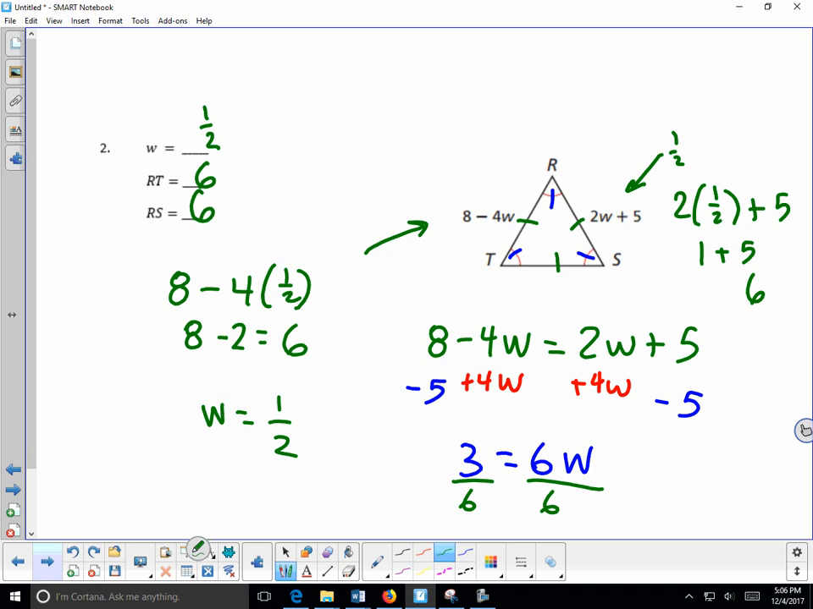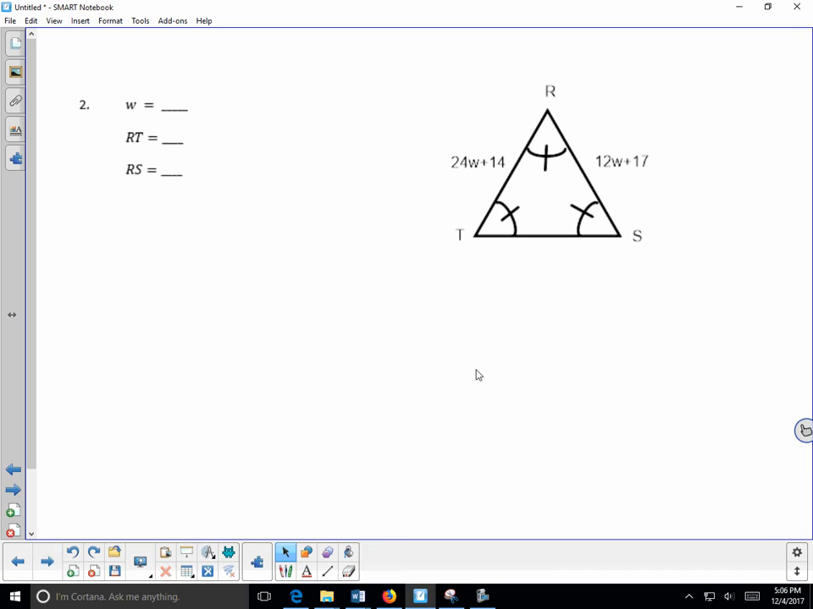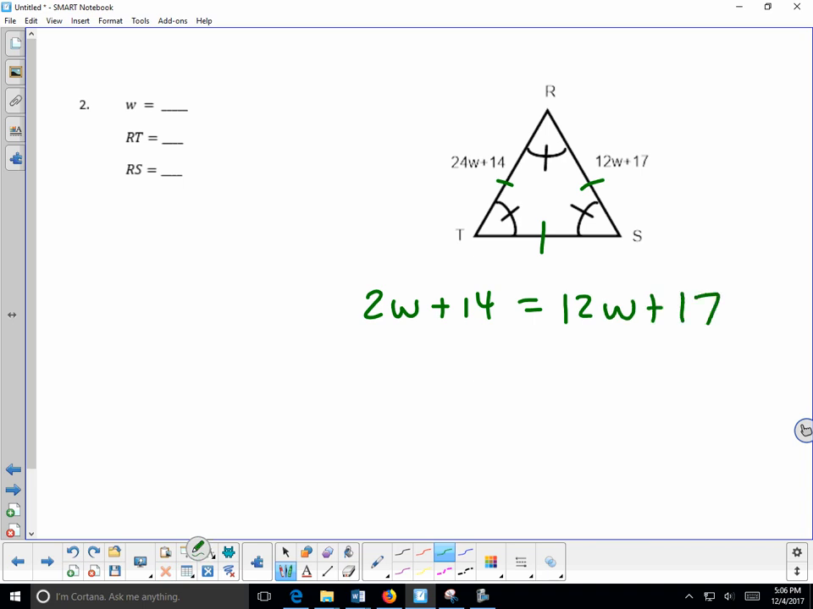All right, let's take a look at the similar problem from version B. This time, again, we see we have an equiangular triangle. All three angles are marked congruent, which means that the three sides have to be congruent. It means it's an equilateral triangle. So 2w plus 14 has to equal 12w plus 17. And to solve this, we might want to subtract 2w from both sides and maybe subtract 17 from both sides.